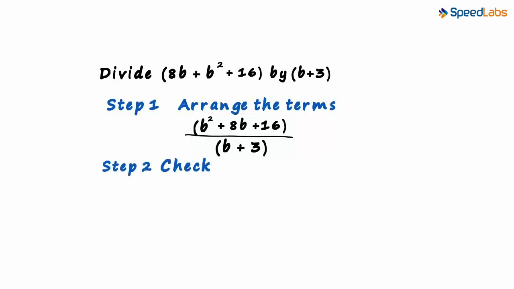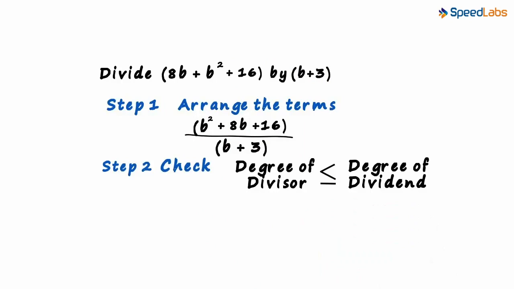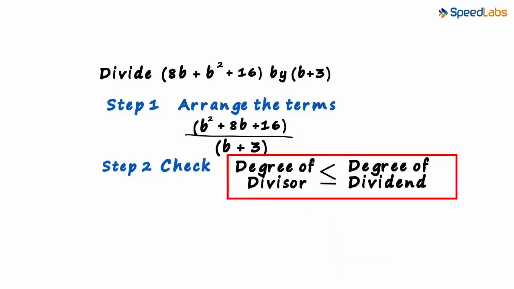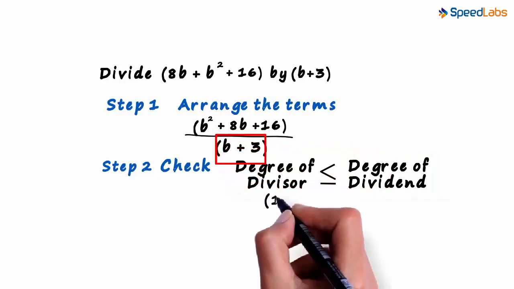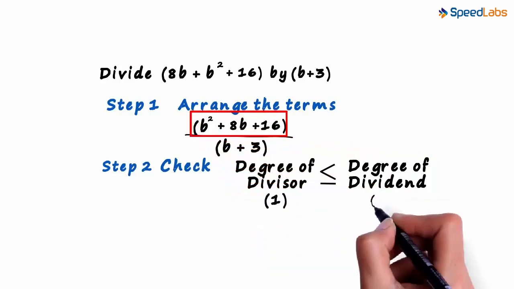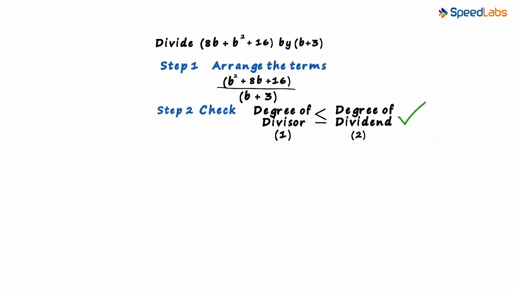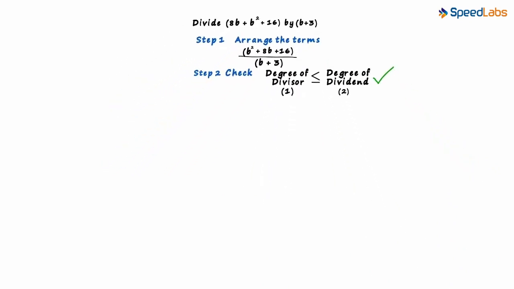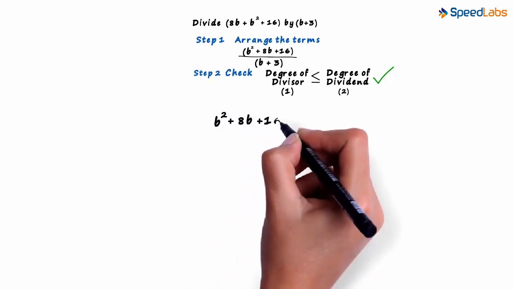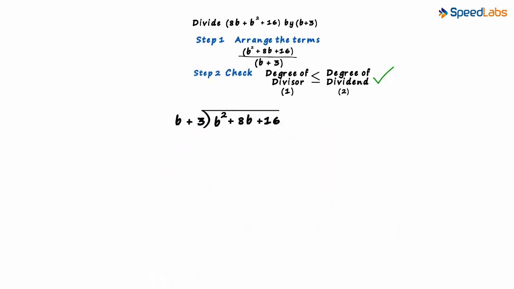We have to check if the degree of the divisor is less than or equal to the degree of the dividend. We can proceed with the division only if the answer to this is yes. The degree of the divisor is 1 and the degree of the dividend is 2. This condition is satisfied since 1 is less than 2. We are now ready to proceed with the division. We zoom out and divide b squared plus 8b plus 16 by b plus 3.